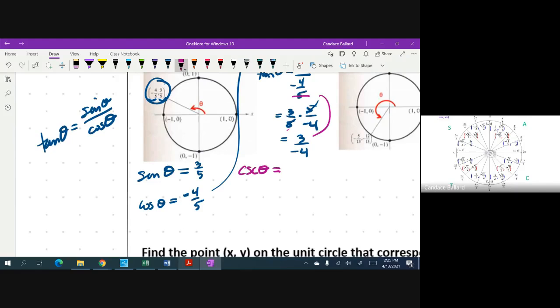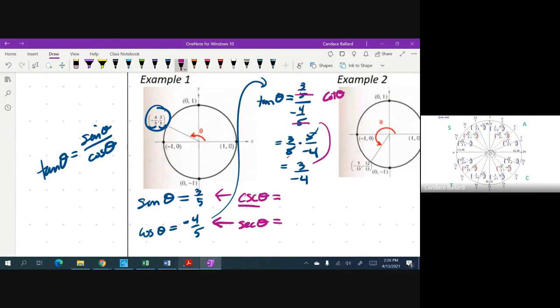So let's review our reciprocal identities, because I'm seeing a few people have got it, and some people are a little bit mixed up. If I'm looking at the reciprocal identities, remember that cosecant is the reciprocal of sine. Secant is the reciprocal of cosine. And cotangent is the reciprocal of tangent. Literally all I'm going to do is take the one I've got and flip it. So cosecant would be 5/3.